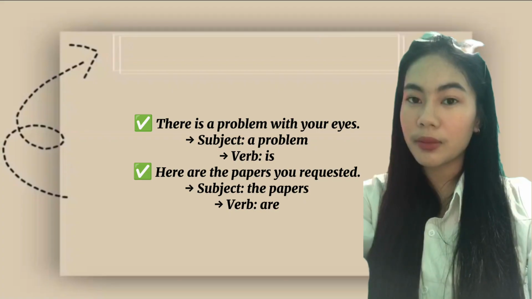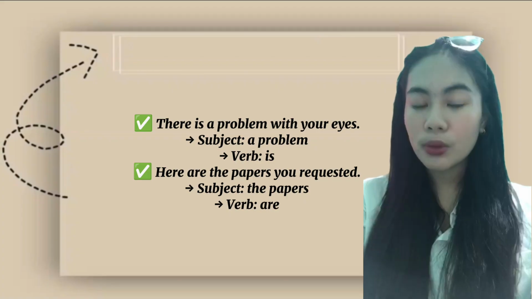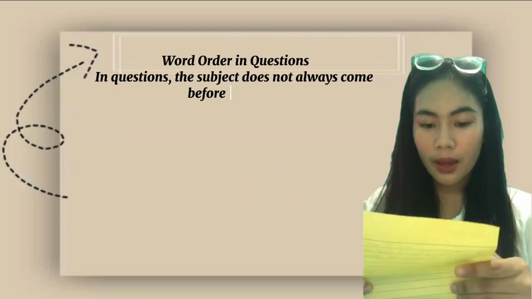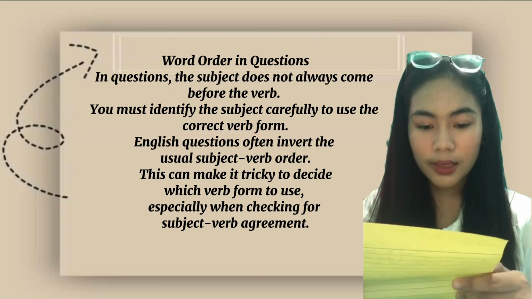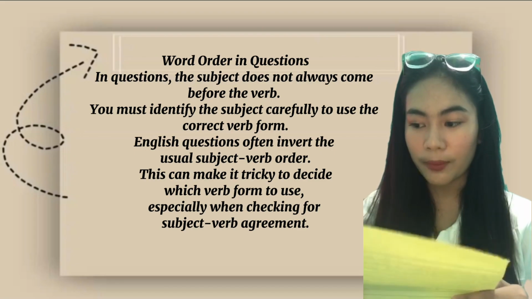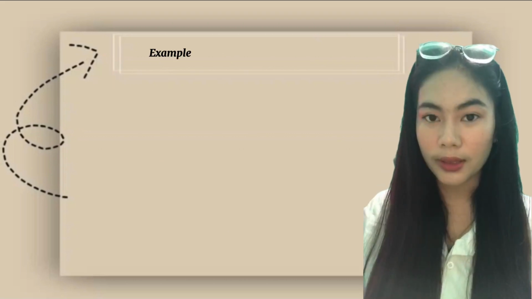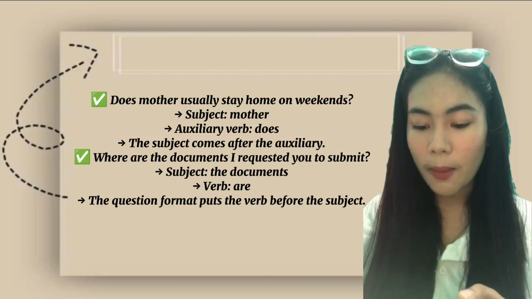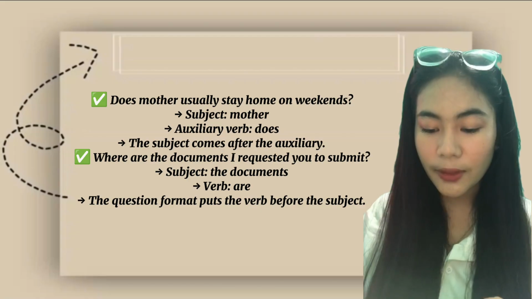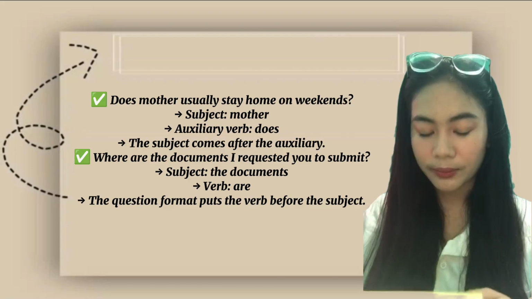In questions, the subject does not always come before the verb. You must identify the subject carefully to use the correct verb form. English questions often invert the usual subject-verb order. This can make it tricky to decide which verb form to use, especially when checking for subject-verb agreement. For example, does mother usually stay home on weekends? So the subject is mother. The auxiliary verb is does. The subject comes after the auxiliary.